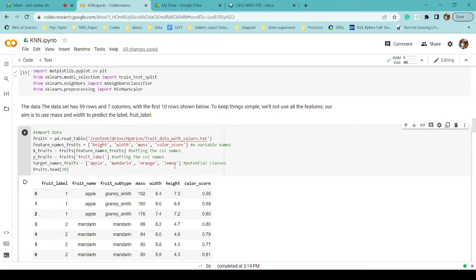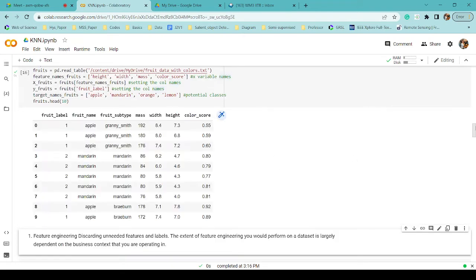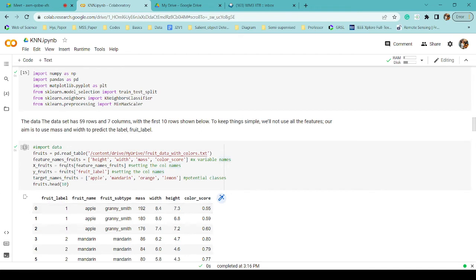And what are our features? Features are its mass, width, height, and color score. On the basis of that, I'm going to define which kind of fruit it is. Okay, this is what my example is. All right. So I am calling my data set. I am converting my data set into a data frame. I'm defining what my x should be, I'm so sorry, what my features should be. I have written feature names fruits, and what my output should be.